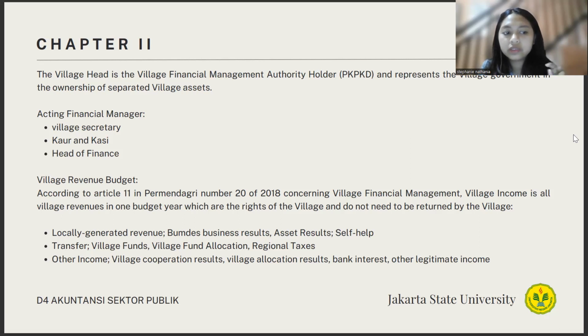And then the second category is transfers. In transfers, there are also categories: first is village funds, and then village fund allocations, and regional taxes. And then the third category is other income. In other income, there are also categories: first is village corporation results, village allocation results, bank interest, and other legitimate income.